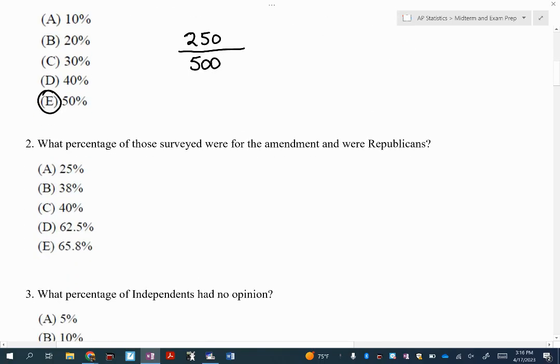What percentage of those surveyed were for the amendment and were Republicans? So of those surveyed, my first thought is, what's my denominator for this question? Of those surveyed, the denominator is 500. I always do that first. If you want to do the numerator first, Alonzo, that's fine. I just always like to do the denominator. If you remember back in August, I used to read this question like, what percentage of those surveyed? Remember, I would be silly, trying to help you understand the denominator.